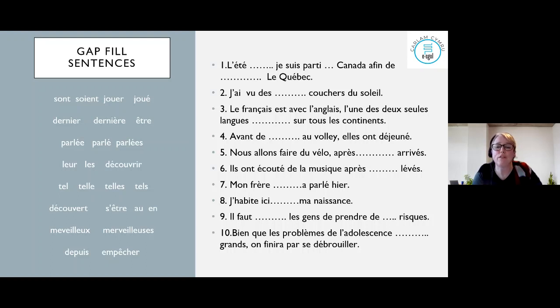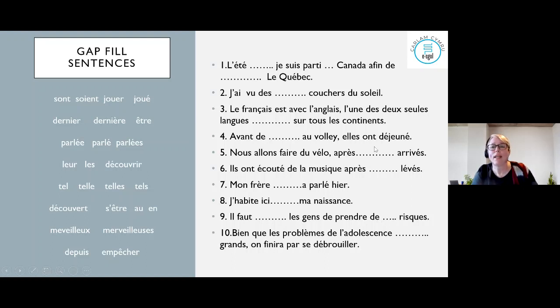What do we have with il faut, for example? What comes next? We don't have que, so it's not a subjunctive. Il faut plus what comes after that for number 9. Bien que, for example, here. What are we going to put here after bien que, this construction? Les problèmes de l'adolescence. Okay.